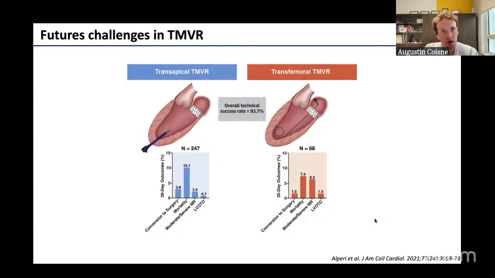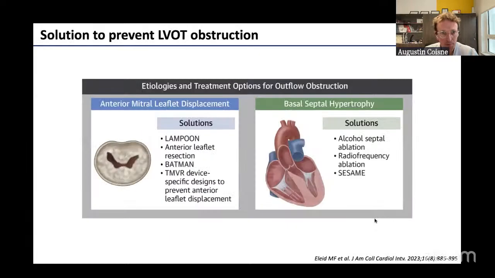But for TMVR, we have future challenges. Of course, I presented you the only device with a CE mark in Europe so far, which is the Tendyne, a transapical TMVR system. But we are moving more and more toward transfemoral TMVR solutions. The rates of technical success are around 84% for these two techniques, with, of course, less mortality and less conversion to surgery in transseptal devices.